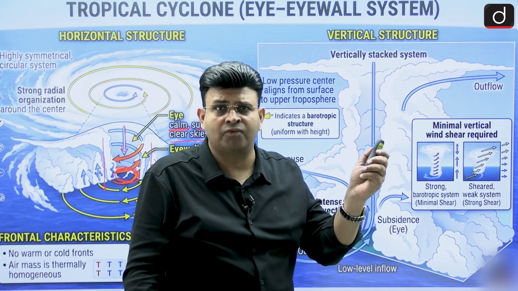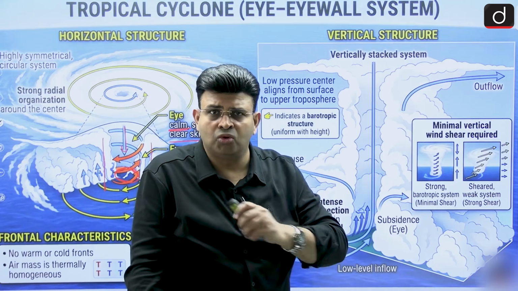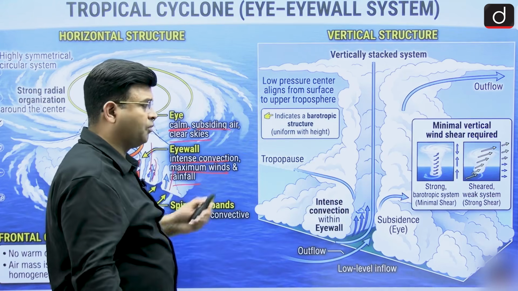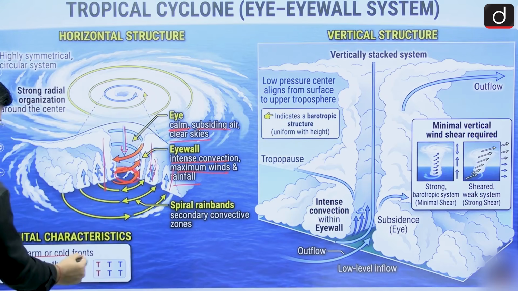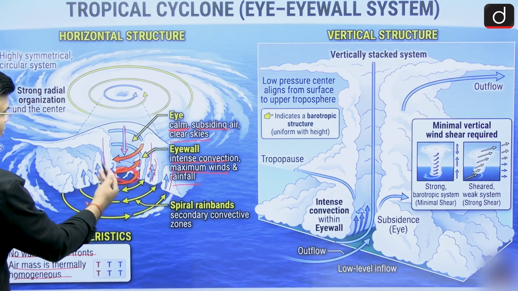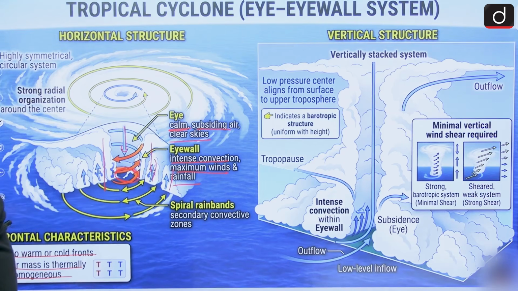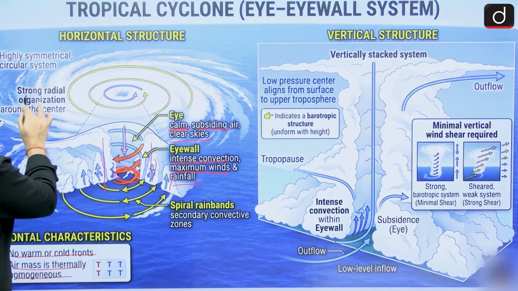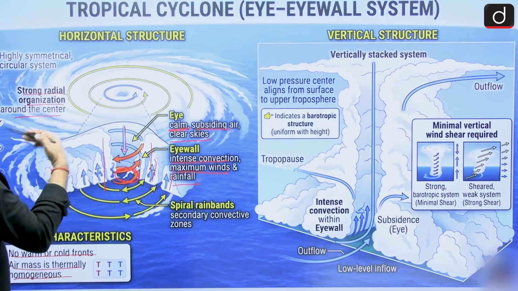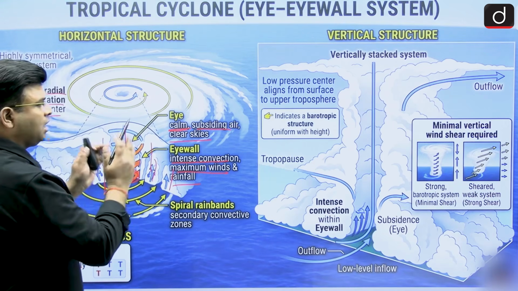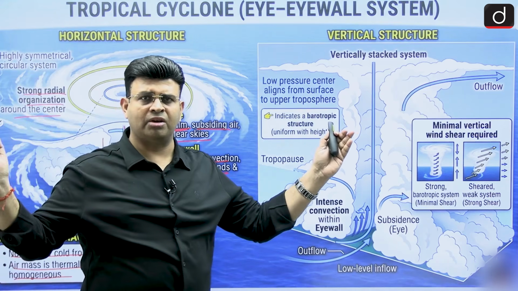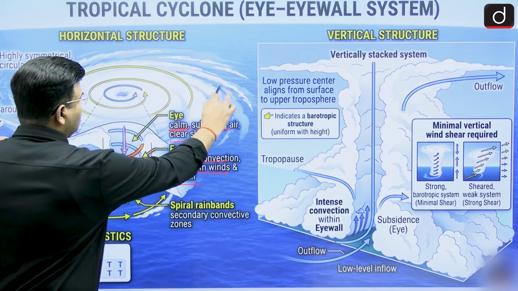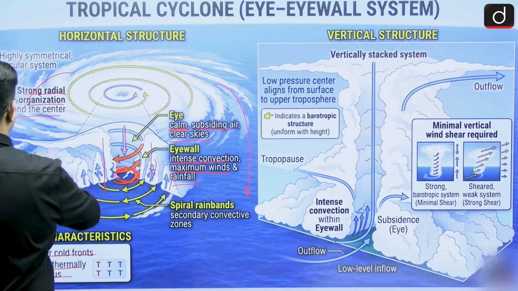So there is no warm front, no cold front, and no front formation in the tropical cyclone. The air mass is thermally homogeneous everywhere, with the temperature homogeneous, and there is strong radial organization around the center. We have talked about the eye wall, the inner spiral rain band, and the outer spiral rain band, and at the end the air subsides here.